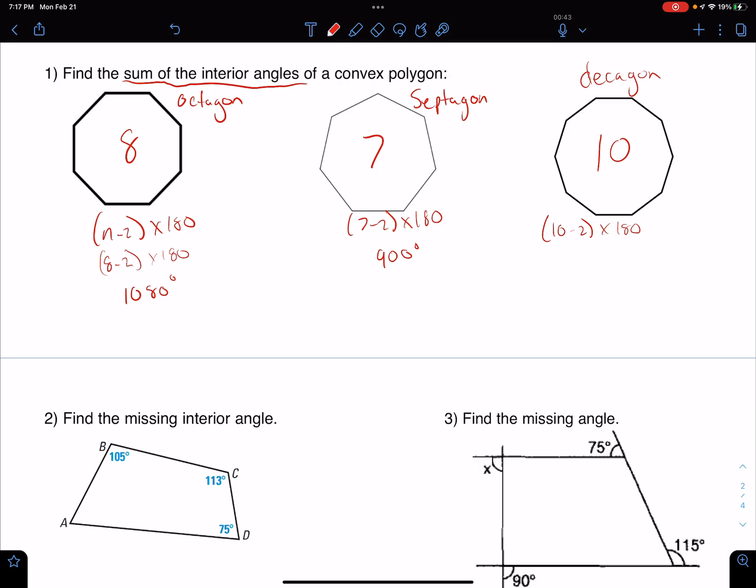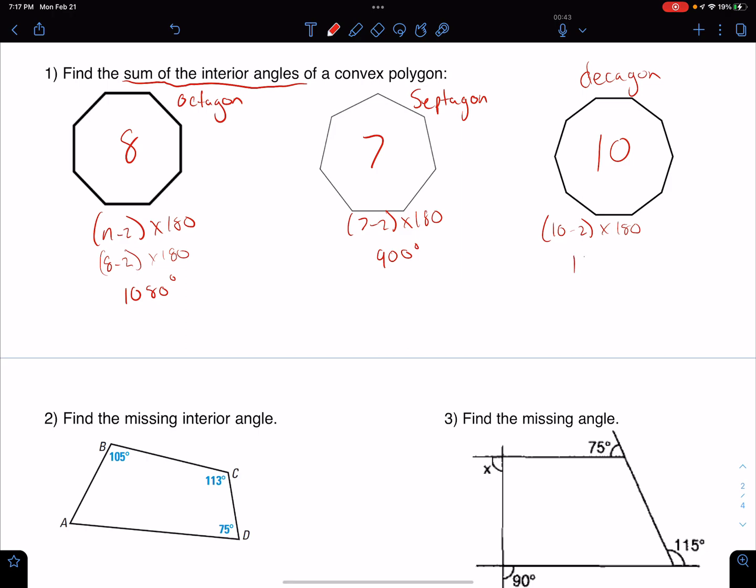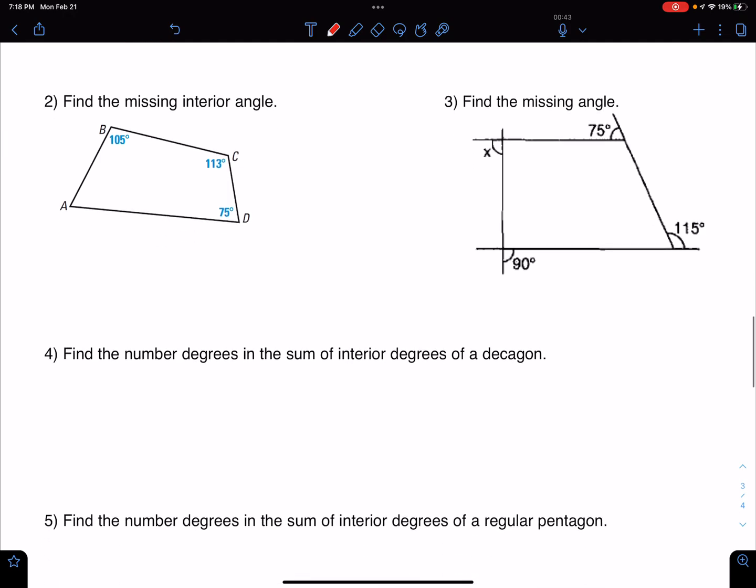So 10 minus 2 times 180 is 1,440 degrees. Okay, so this says find the missing interior angle. To find this, I take the number of sides minus 2 times 180. So I know that's going to be equal to 360. So I need to find this angle.